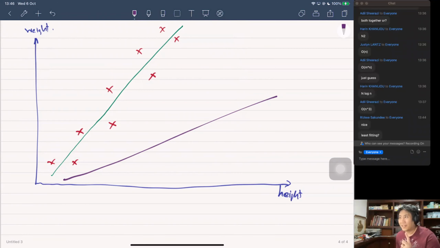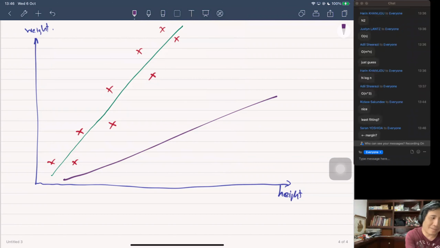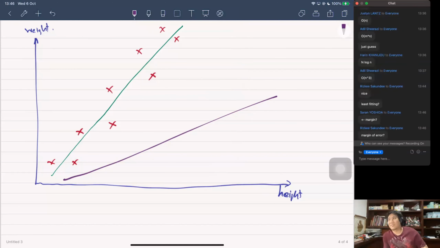What's the difference? Can anyone tell me what's the difference between good lines and bad lines? The margin. What exactly do you mean by the margin? You're on the right track, but what exactly is a margin? Margin of error. Well, how do you measure it though?